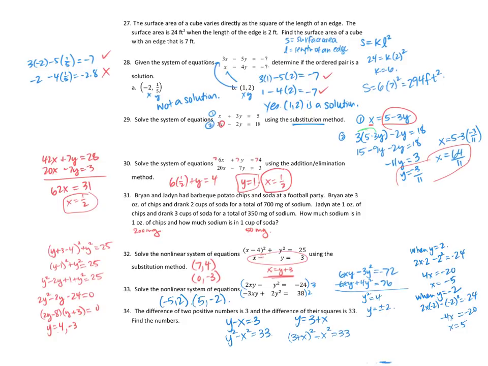And then I get 9 plus 6x plus x squared minus x squared equals 33. So the x squareds go away. I can subtract the 9. 33 minus 9 is 24. So I get 6x equals 24. So that gives me x is 4.